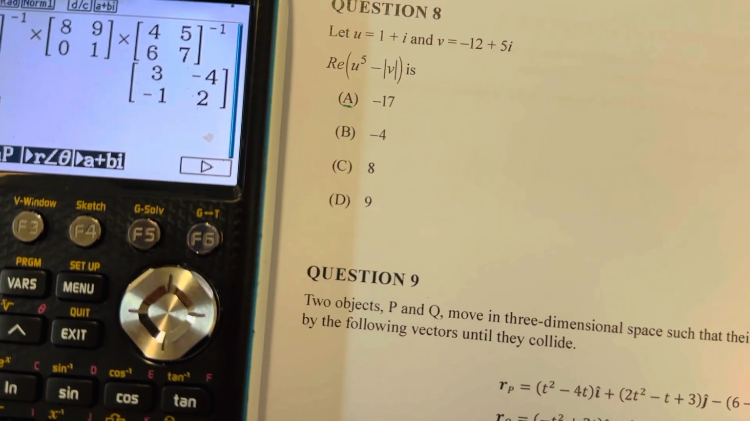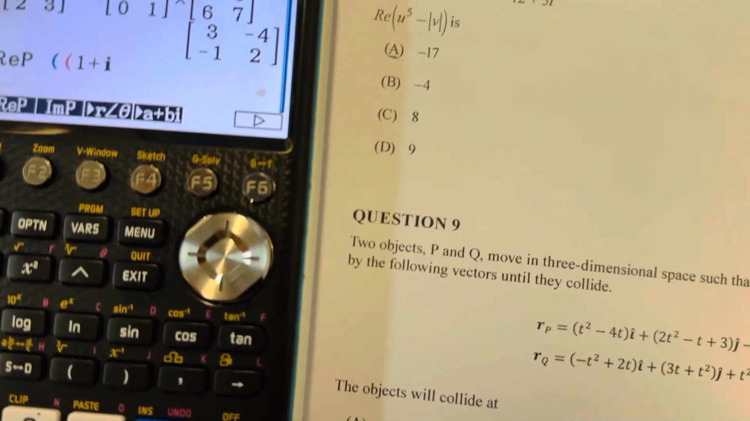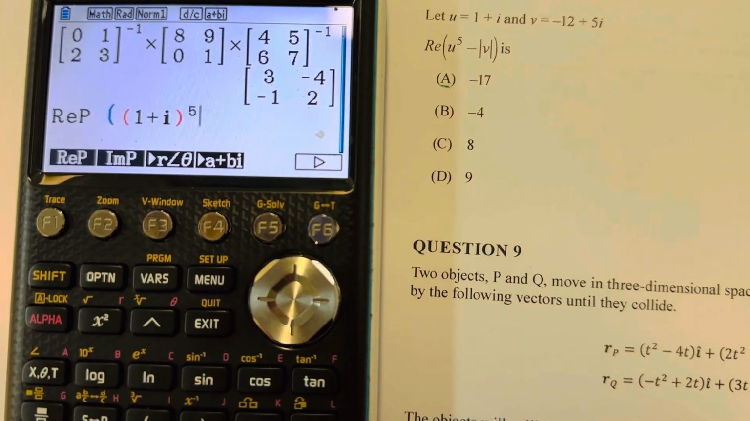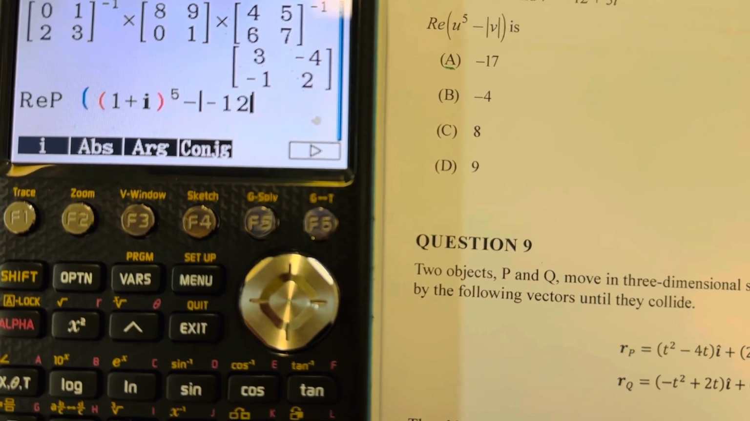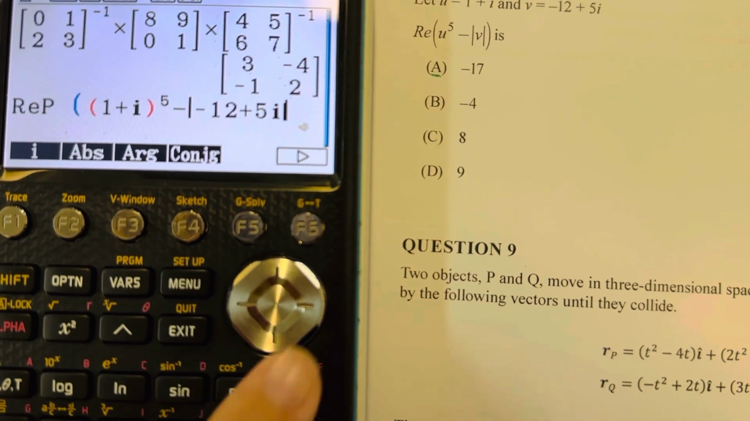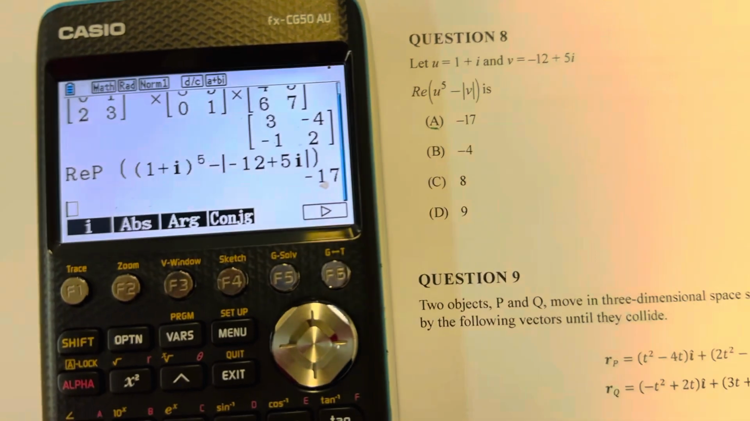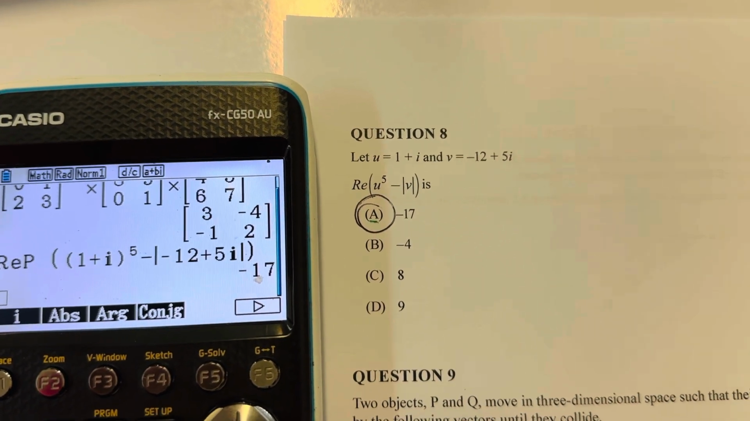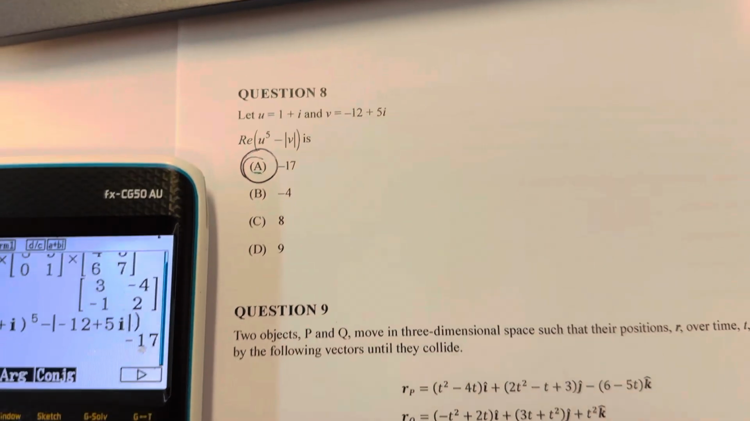I'm just going straight off what is being asked of me. So real part, and I'm going to have, in brackets, 1 plus i, close brackets, to the 5th, minus, and I need an absolute value sign of negative 12 plus 5i. I'm going to close my brackets, and it gives me an answer of negative 17. So that's answer A. Being able to use your calculator effectively is key. If you didn't know about the real part, you could work it out without and see it easily too.